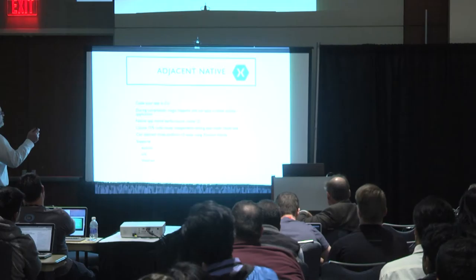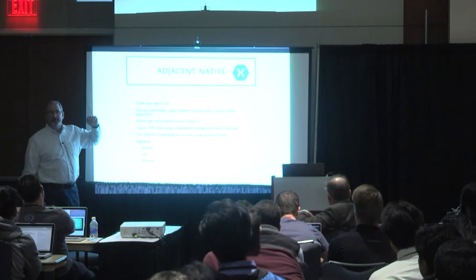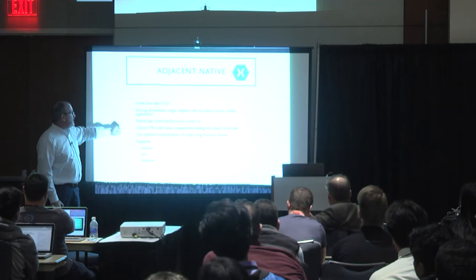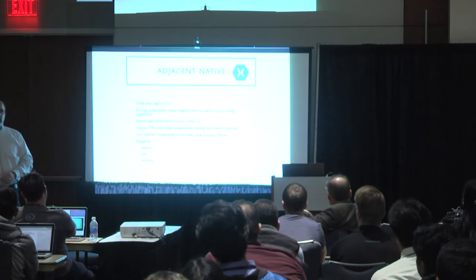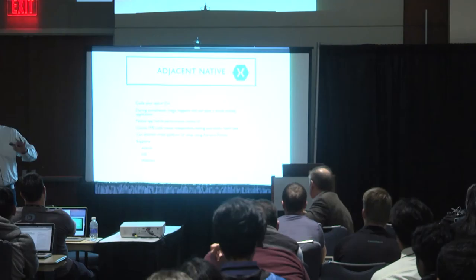All right, so you code drop in C Sharp. PFM happens. You guys know PFM? The older guys are laughing. Okay. Native app, native performance, native UI. It's Android and iOS and Windows. And then you can abstract away the UI using Xamarin Forms. You basically draw your UI in XAML, and then you code your business logic in C Sharp. You have your UI abstracted away in an XML file, and it all comes together.